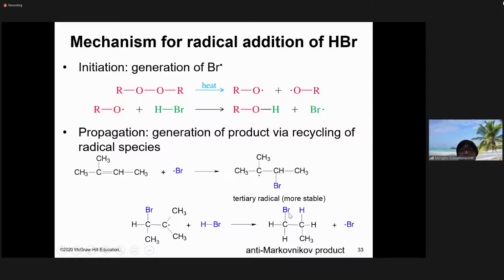And you see that the bromine is on the less substituted side. It's on the carbon that already has hydrogen on it, but the hydrogen adds to the carbon that does not have a hydrogen to begin with. So it's called the anti-Markovnikov product. Okay, so can you distinguish between Markovnikov and anti-Markovnikov product? You get this point?